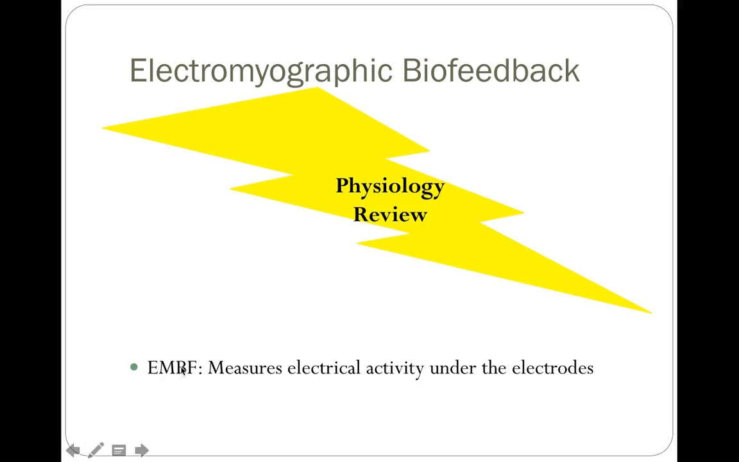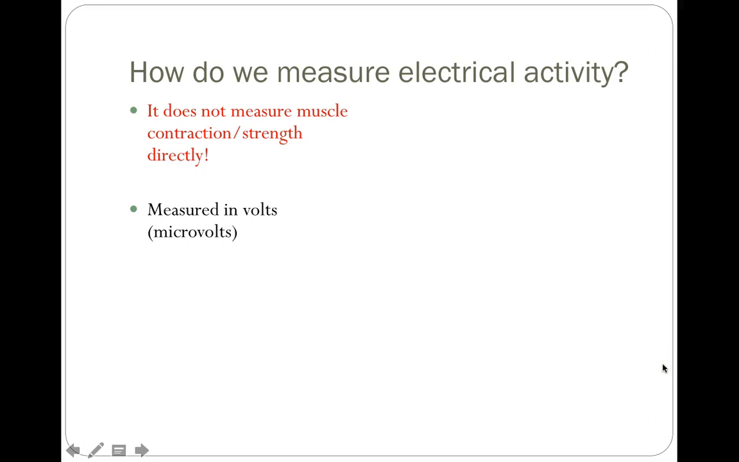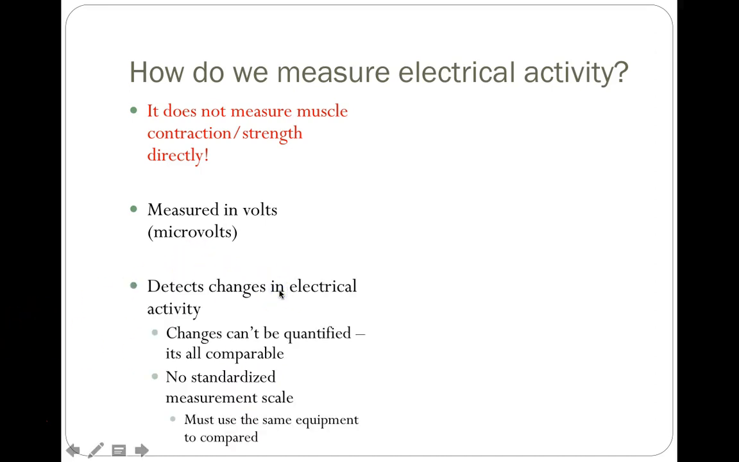And so electromyographical biofeedback measures the electrical activity under the electrodes. We then interpret that electrical activity as muscle activity. So how do we measure that muscle activity? It does not measure muscle contraction or strength directly. That's what I mentioned before. We are measuring the electrical activity, but not the strength directly, though it'll be similar, or the inference is there. We measure it usually in microvolts, and we're trying to detect changes in the electrical activity in the skin, or through the skin, via our electrodes.